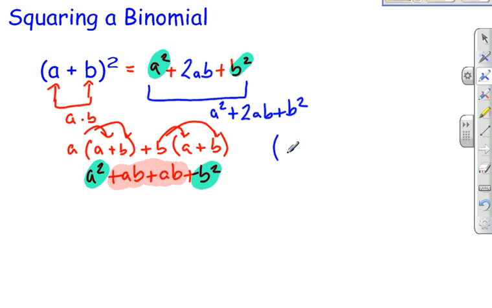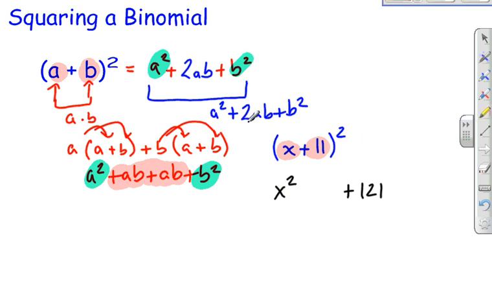So let's say I had a problem such as (x + 11) squared. The first thing I need to do is say, all right, well, the A in this problem is actually an x, so I need to square it. So it would be x squared. The B in this problem is actually a positive 11. So again, I'm going to square that. So that gives me my first term and my last term.